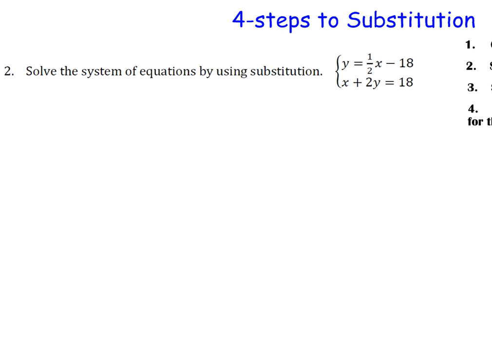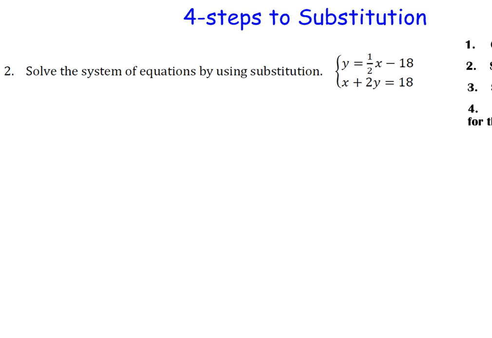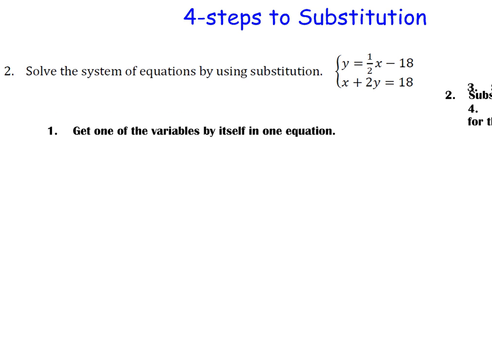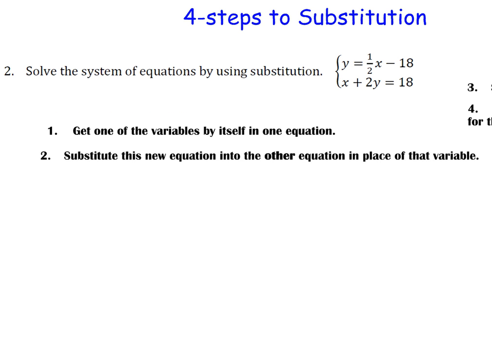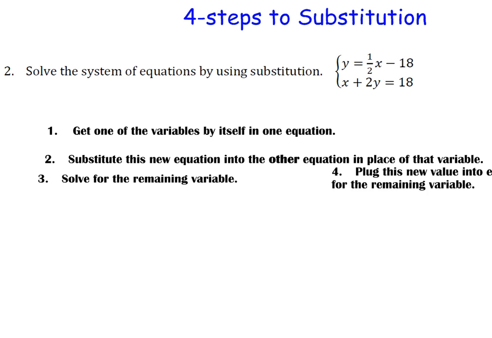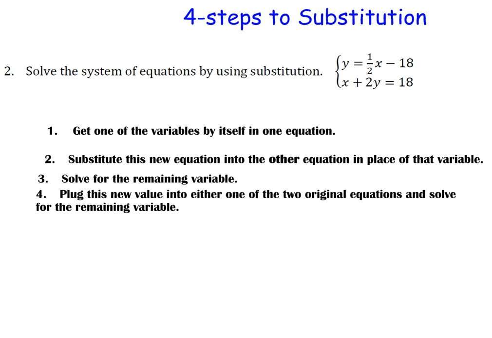So substitution. Substitution is exactly what it sounds like. Step 1, get one of the variables by itself in one of the equations. Nice part is that's already done for us. The top one has y by itself. Substitute what is equal there in for y in the other equation. Solve for the remaining variable. And then plug it back in and figure out what the first variable was.